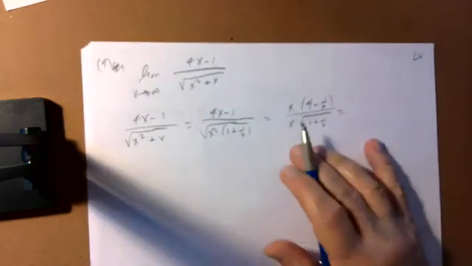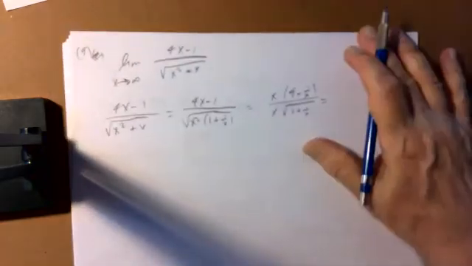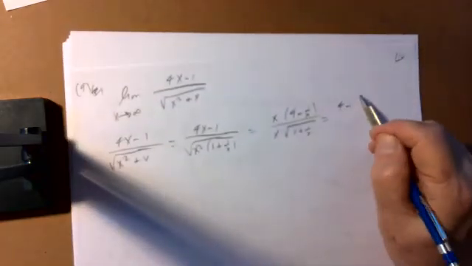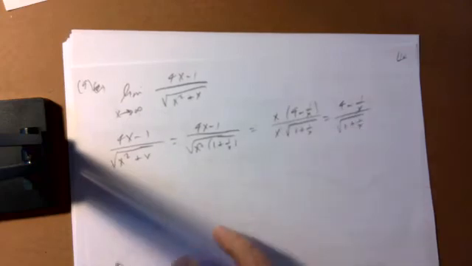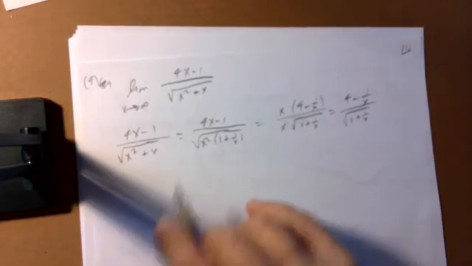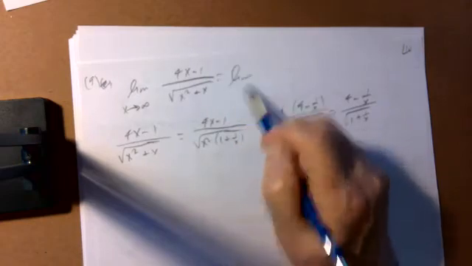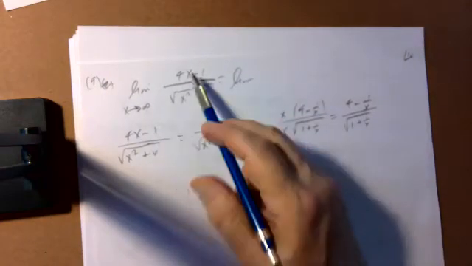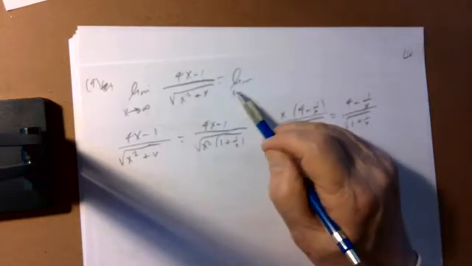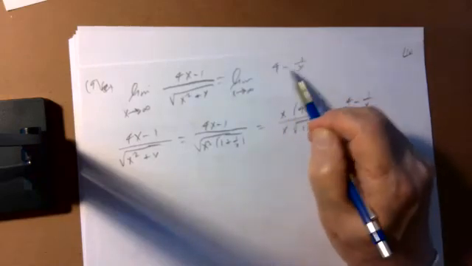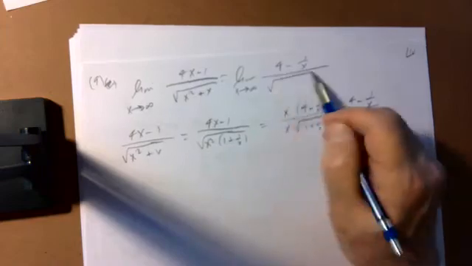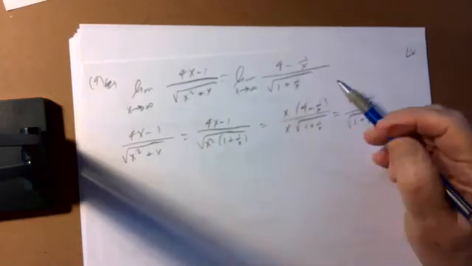So the x's cancel. This is 4 minus 1 over x over the square root of 1 plus 1 over x. So what I'm doing is just another way of writing this function. This is the limit as x goes to infinity of 4 minus 1 over x over the square root of 1 plus 1 over x.